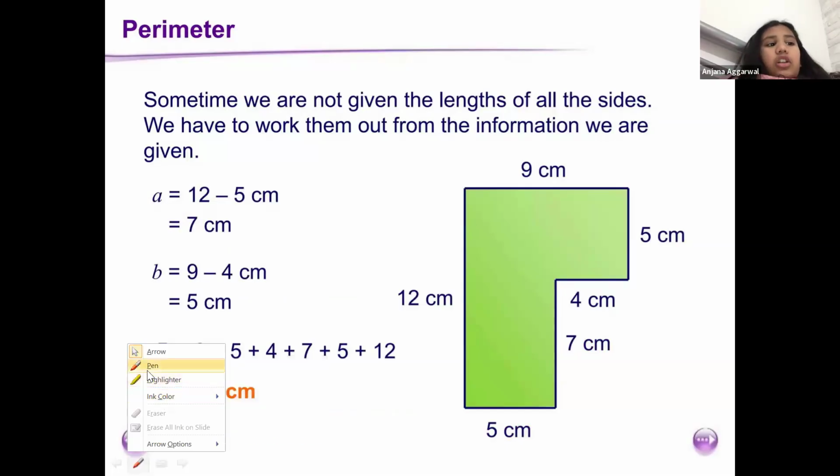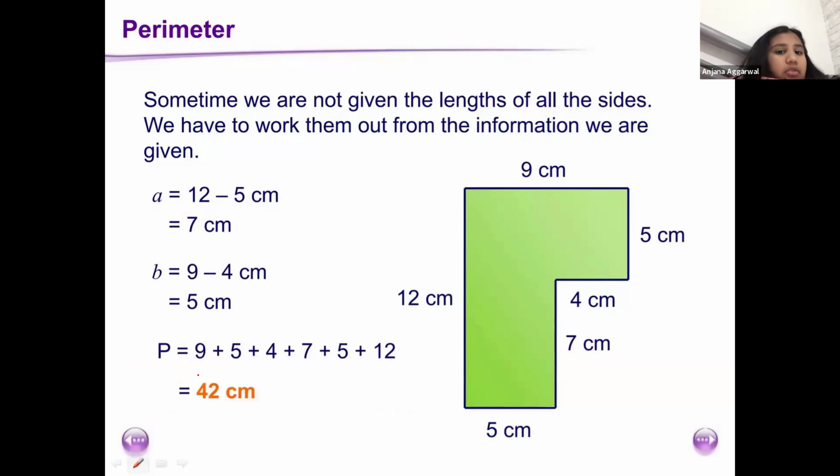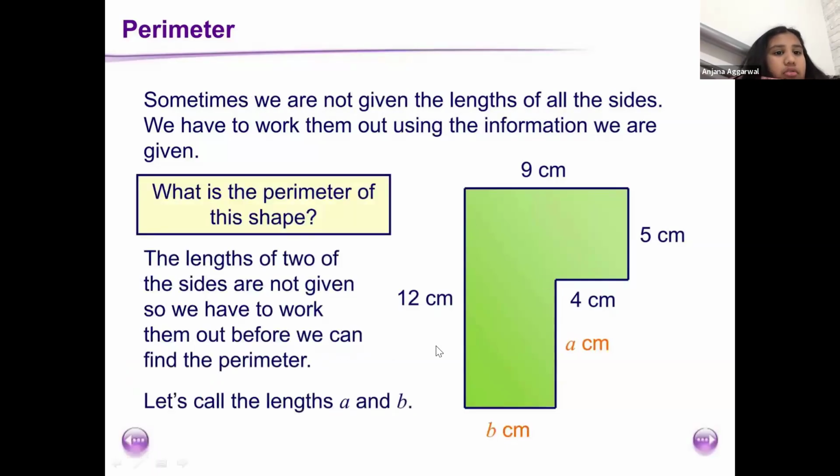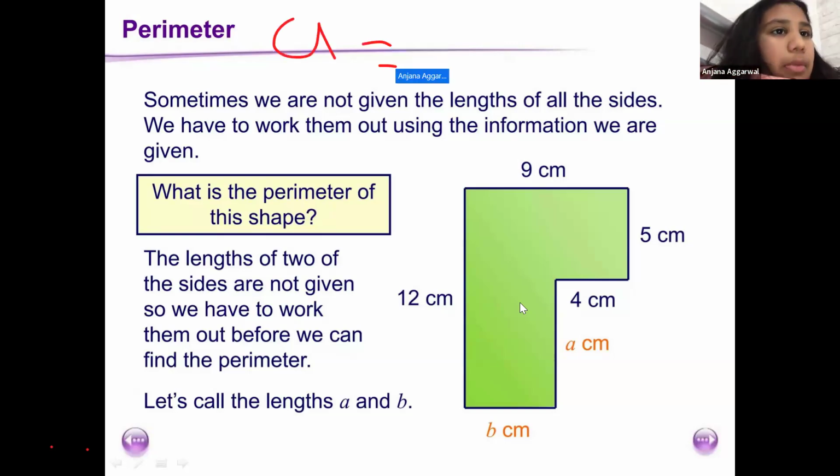So can you go on the back slide? Because that was where the question was. Yes. Okay. So sometimes we're not giving the length of the other sides. You have to work out, okay, what is the perimeter of the shape? The length of two of the sides are not given. So you have to understand what A equals and what B equals.